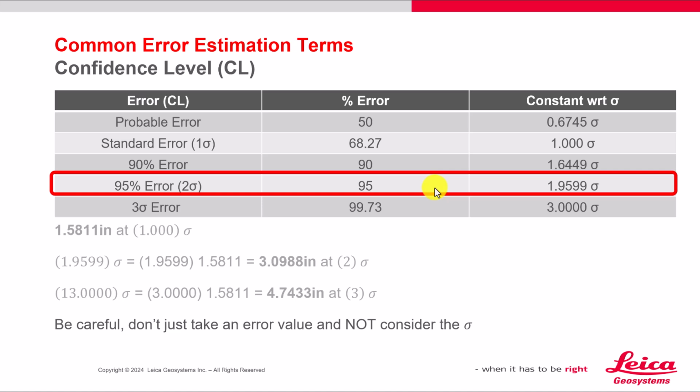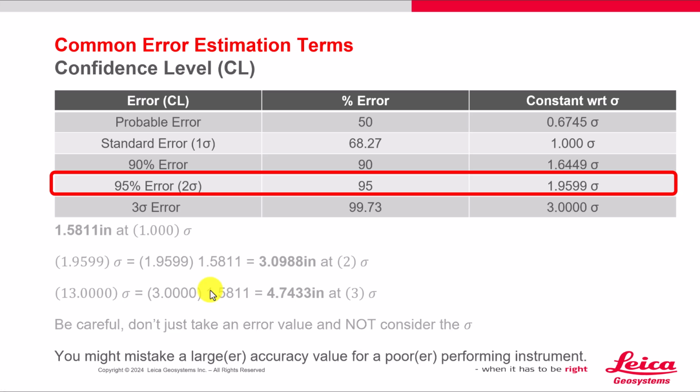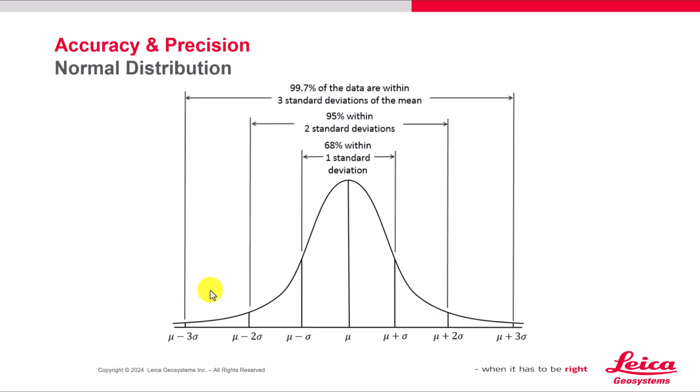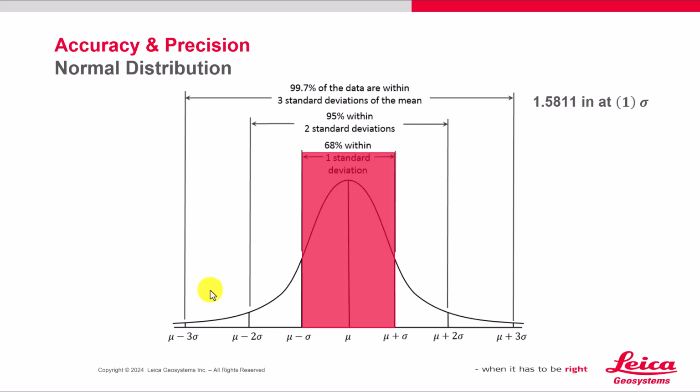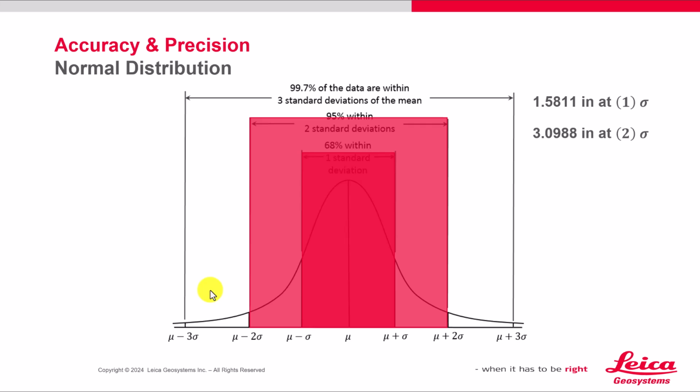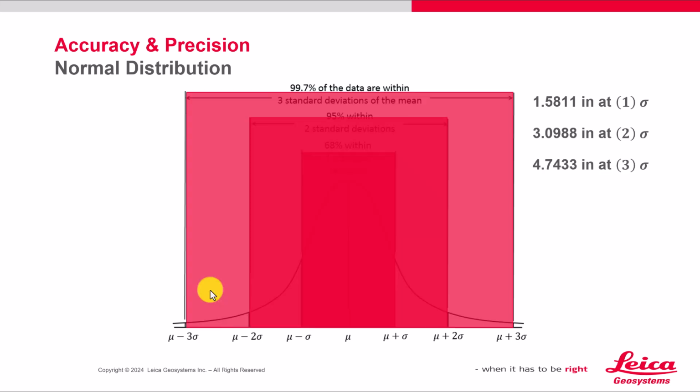But be careful, don't just take an error value and not consider the sigma, because you could look at this and think, well, this 4.7 is a really bad number. Well, that's at 3 sigma, so you're going to be at 99% of the time. So really think about these when you're looking at error and defining accuracy. You might, like I just said, mistake a larger value for it being poor, but it might not be. Again, standard deviation, so we had 1.58 at 68%, 3.1 at 2 standard deviations, and 4.74 at 3 standard deviations.